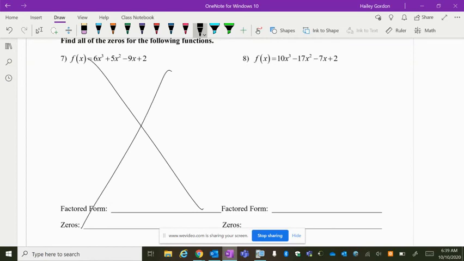So I'm actually going to have you go ahead and cross off number 7. It's just not the best problem. It doesn't have a good 0. So we're going to go on to number 8.